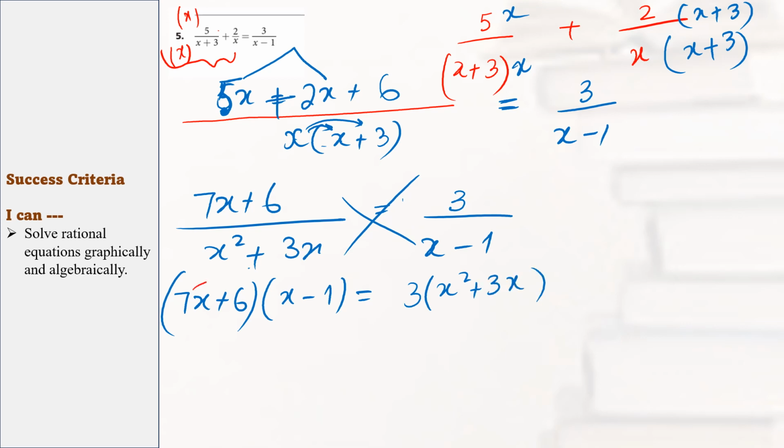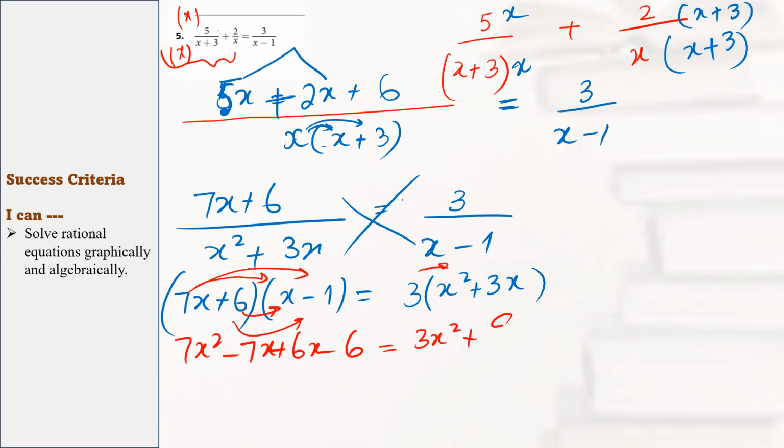Open the bracket. 7x times x, 7x square. 7x times negative 1, negative 7x. 6 times x, 6x, and 6 times negative 1, negative 6. Similarly here, 3x square plus 3 times 3x, 9x.